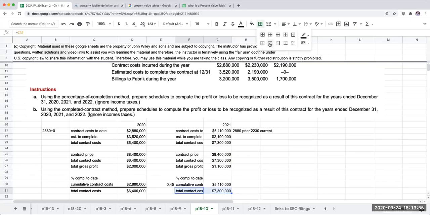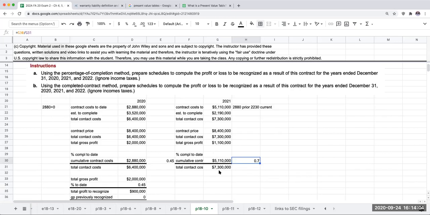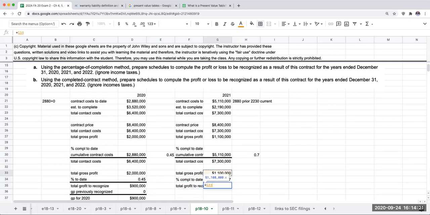So the amount of gross profit that I can be recognizing from this contract is going to be 70% of this amount, because I am 70% complete to date. Here, when I look at my total gross profit, it is 1.1 million. My percent complete to date is at 70%. So the total gross profit to recognize is going to be 1.1 million times 70%. That's the total amount I can recognize.